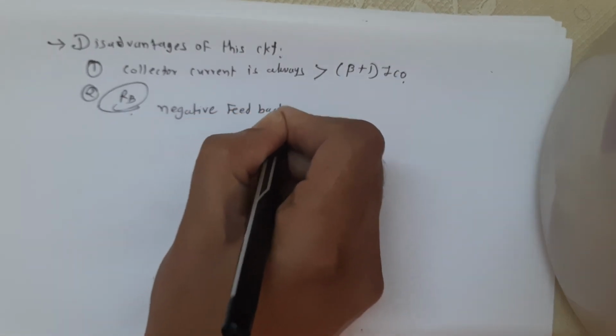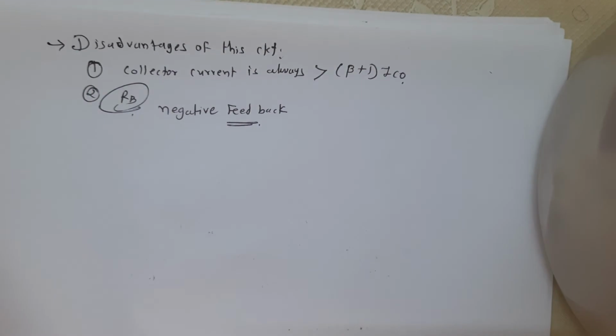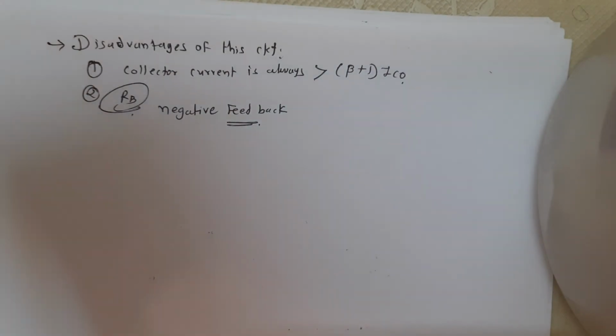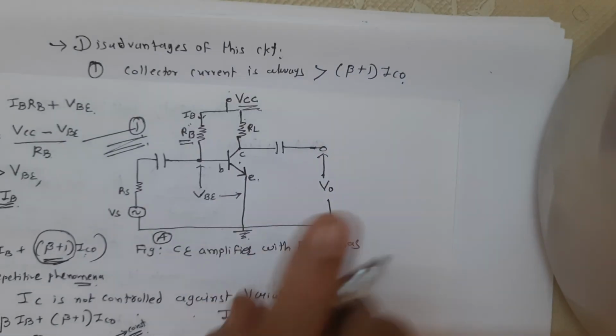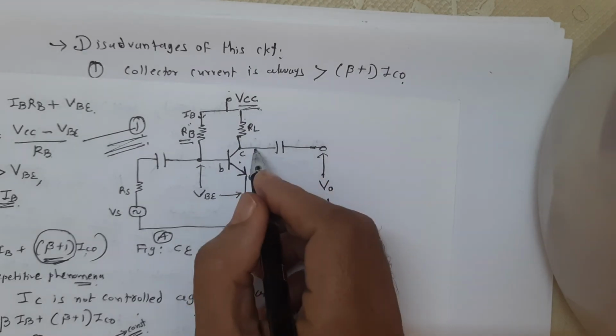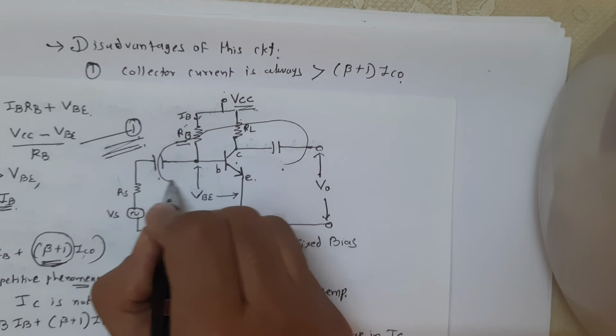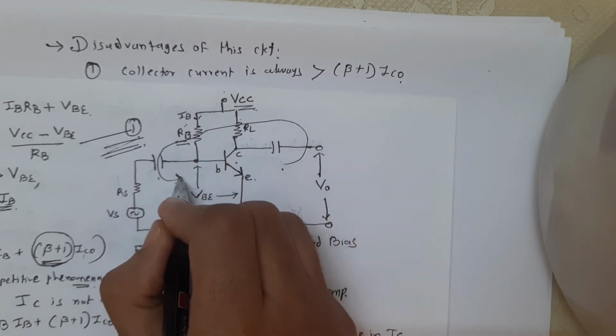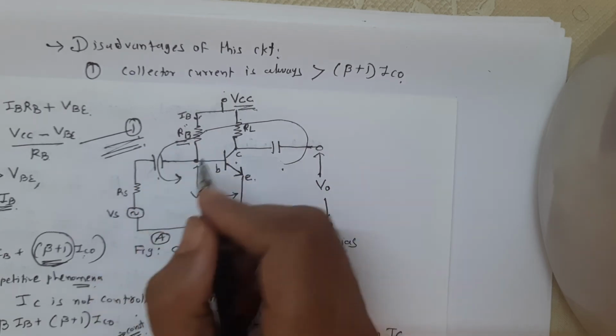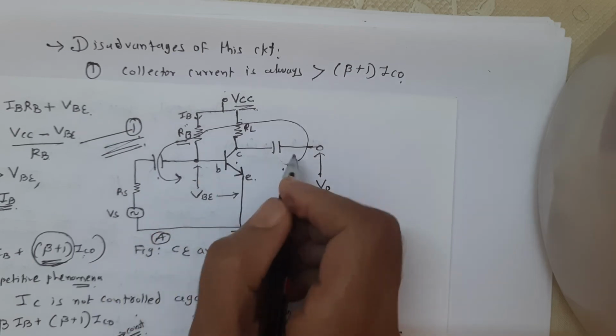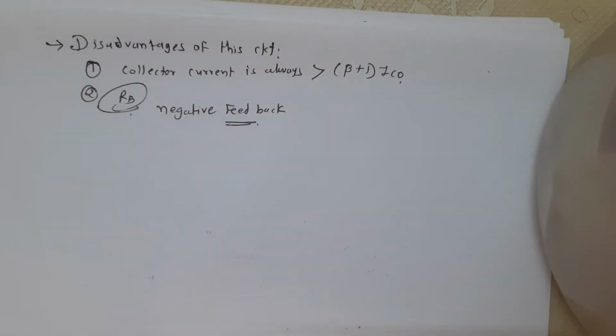This is known as negative feedback. In simple form, we can say that some portion of the output, which is out of phase with the input, is fed back to the input. Due to this out of phase feedback, the input decreases, hence the output also decreases. In this way, the gain of the amplifier will be reduced. This is known as negative feedback.